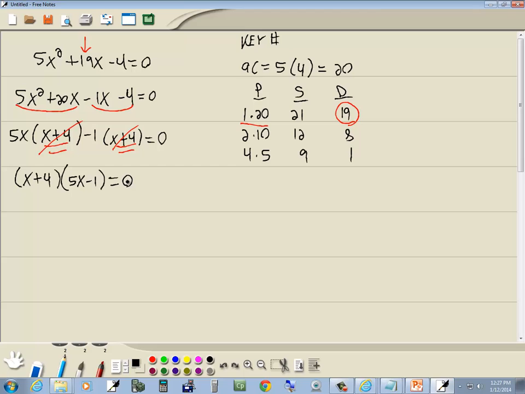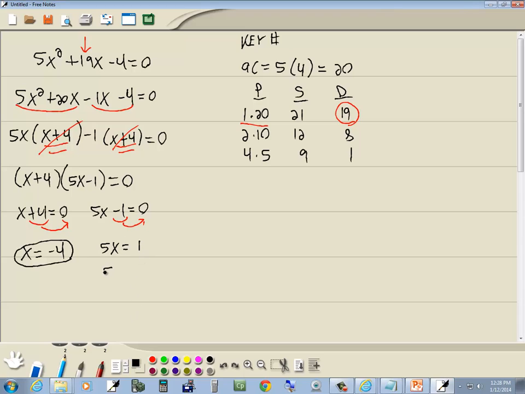Now zero factor property says you get 0 on one side, you factor the other side, you set each factor equal to 0. So I'll set x plus 4 equal to 0, and I'll set 5x minus 1 equal to 0. Now we want to solve these. So I'll take the 4 over to the right side, take the negative 1 over. This gives us x equals negative 4. You take anything across your equals, your sign changes. On this one, take negative 1 over, it becomes a positive 1.